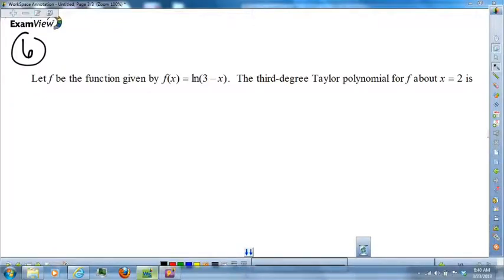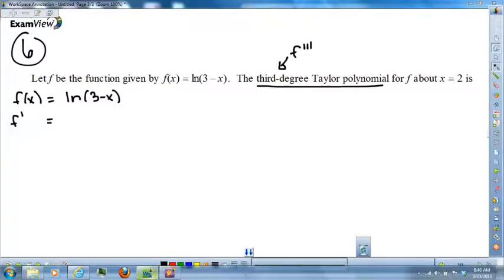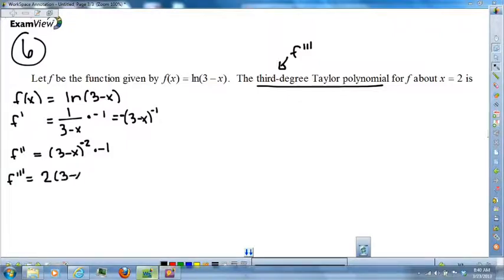For number 6, we're trying to find a third-degree Taylor polynomial centered at x equals 2. So since it's a third degree, we're going to find the third derivative. Since f of x equals ln of 3 minus x, the first derivative is going to be 1 over 3 minus x times the derivative of the inside, which is negative 1. For the second derivative, let me go ahead and write this as negative 3 minus x to the negative 1. A negative times a negative is a positive, and we subtract 1, so you have 3 minus x to the negative 2 times negative 1. And the third derivative is going to be 2 times 3 minus x to the negative 3 times the derivative of the inside.